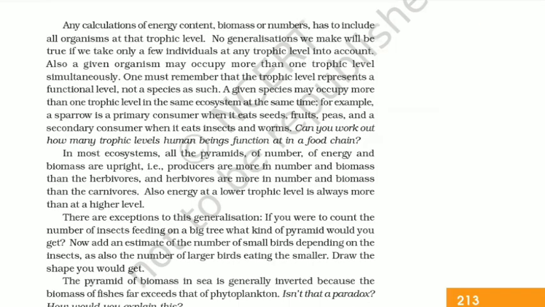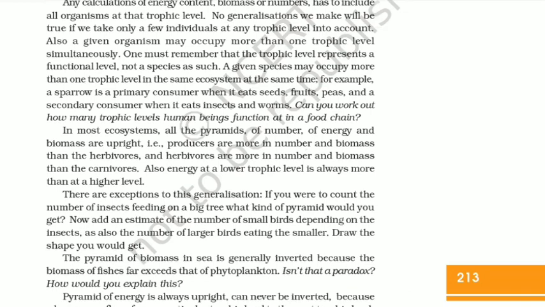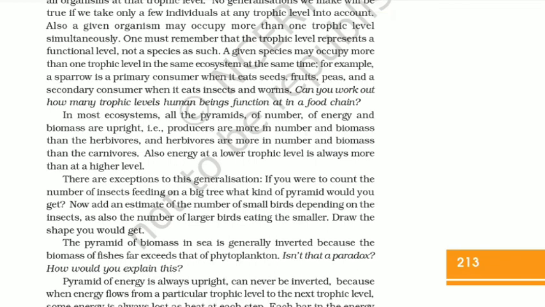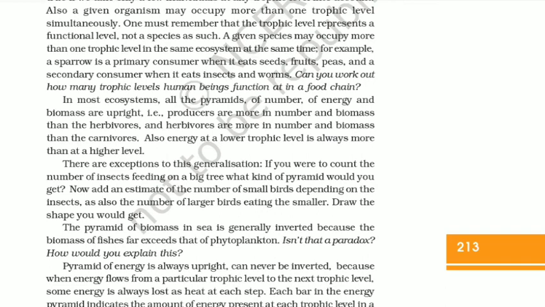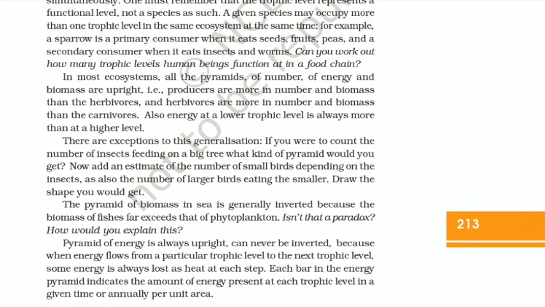Any calculations of energy content, biomass, or numbers have to include all organisms at that trophic level. No generalizations we make will be true if we take only a few individuals at any trophic level into account. Also, a given organism may occupy more than one trophic level simultaneously. One must remember that the trophic level represents a functional level, not a species as such. A given species may occupy more than one trophic level in the same ecosystem at the same time.